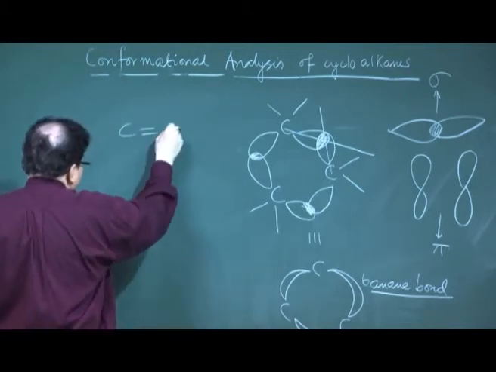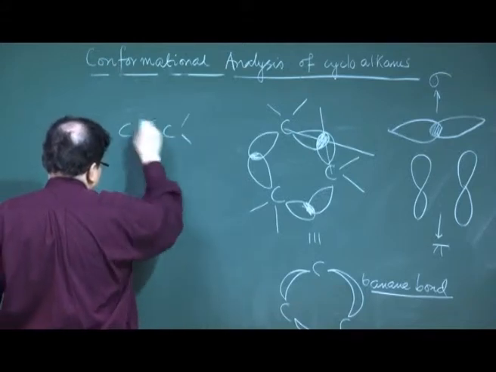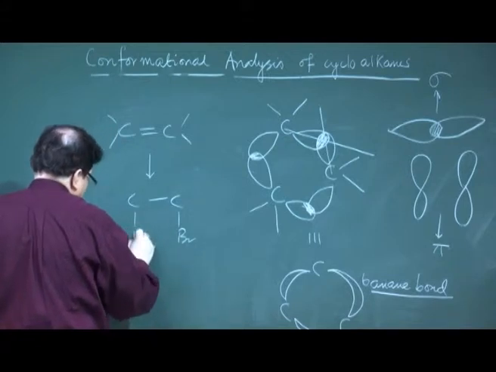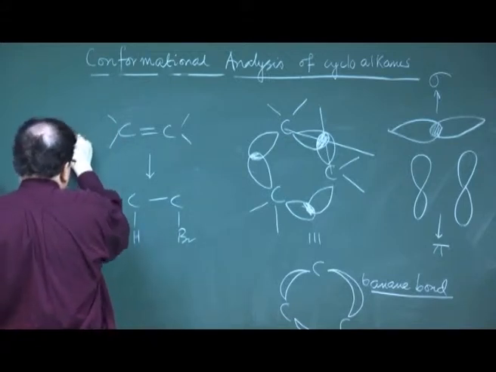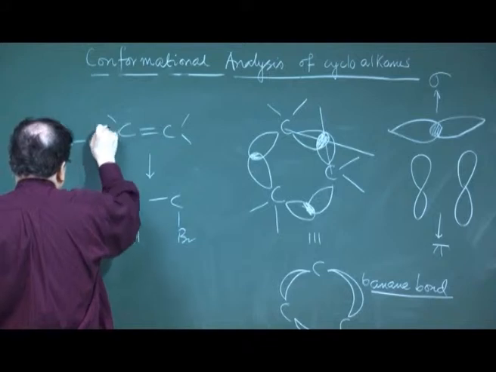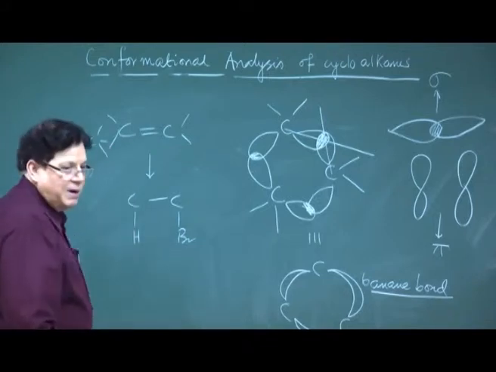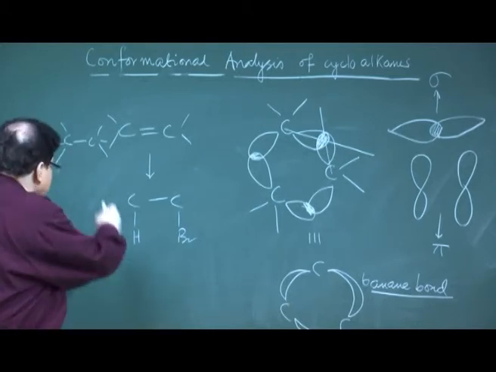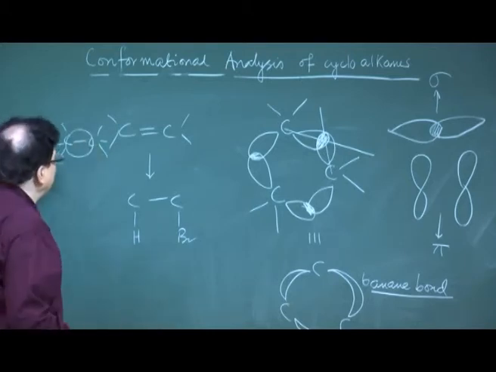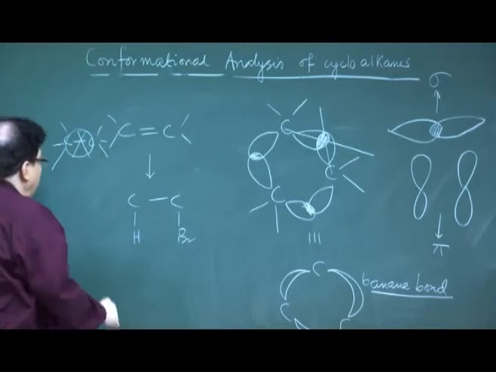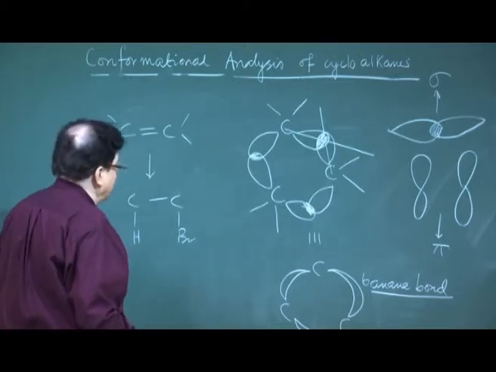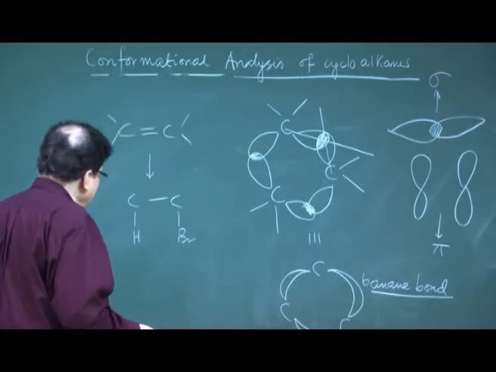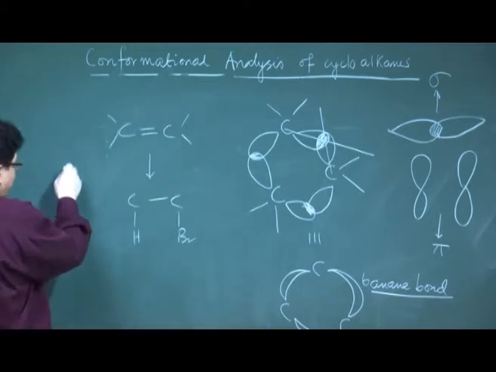Like in ethylene, if you add HBr, we know that the bromine adds on one carbon and H adds on the other, whereas in ethane nothing happens. If you add HBr, it does not break, so that on one side bromine goes and on the other side hydrogen goes, because this is a very strong bond, you cannot break this bond. But this happens with ethylene, because the pi bond is very weak.